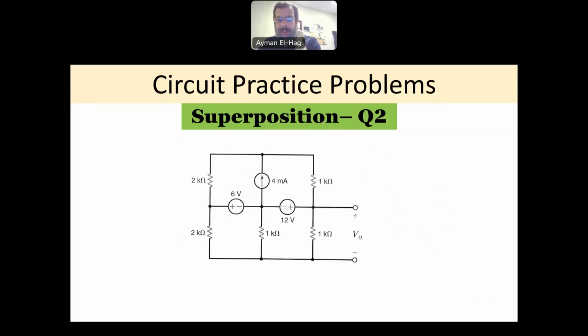In this problem, we want to find the output voltage across the 1 kilo ohm, and we have three sources here. So we will be removing two sources at a time. We'll keep only one source and find the voltage due to that specific source. Then we will add the three voltages due to the individual independent sources, and that would be the total voltage due to the three supplies at the same time in the circuit.